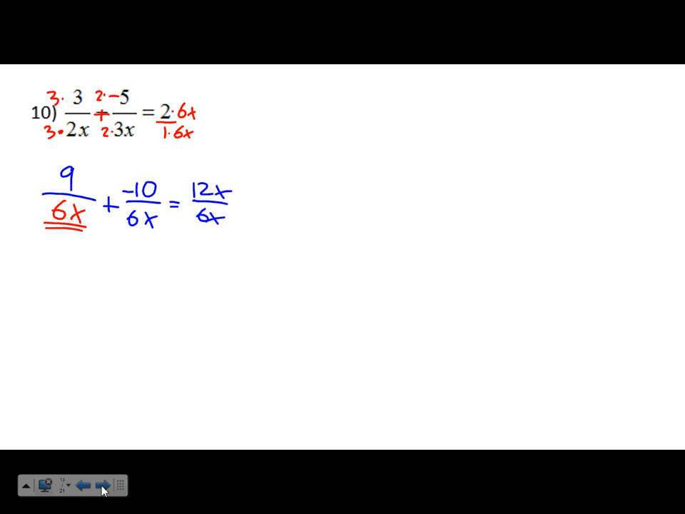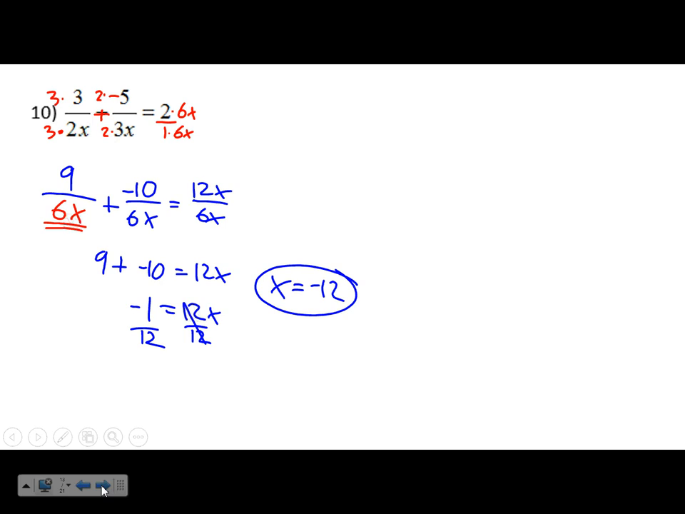Now that 6x is all we have in our denominator, 9 plus negative 10 is equal to 12x. Again, if you put 9 minus 10, that would work. 9 plus negative 10 is negative 1 is equal to 12x. And again, a lot of people divide both sides by negative 1, and say their answer is negative 12. But no, that'd be canceling out the negative 1, not the 12. We want to cancel out the 12. So divide both sides by 12. Get x is equal to negative 12.